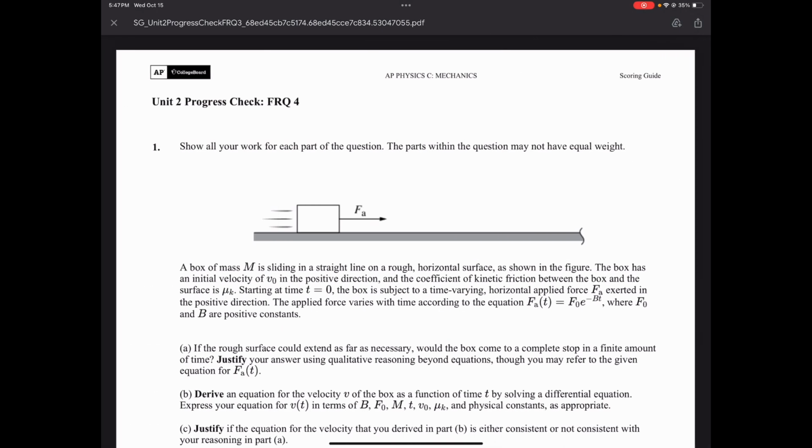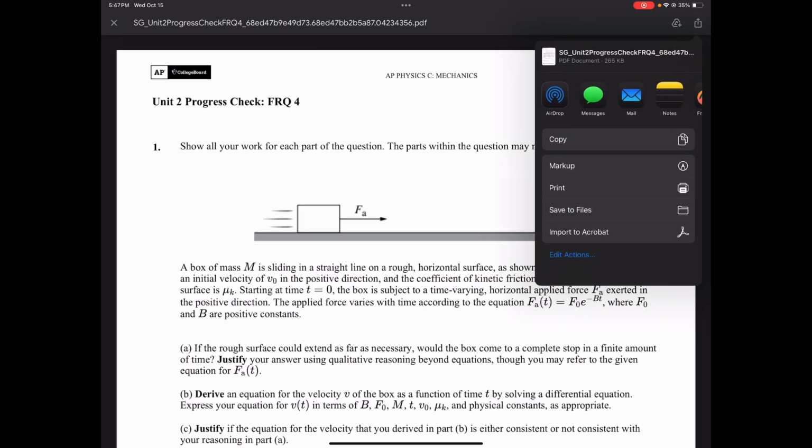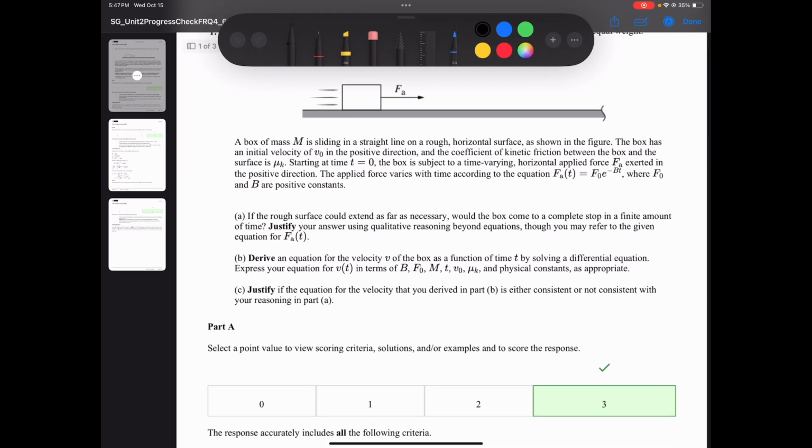So let's look at the last one. This one's a good problem. It also has a differential equation, but I'll talk about it. Here we have this varying applied force. So this time it's interesting. There's no resistive force. It just has a varying applied force that has this decaying exponential term.